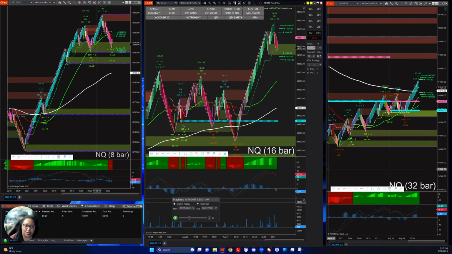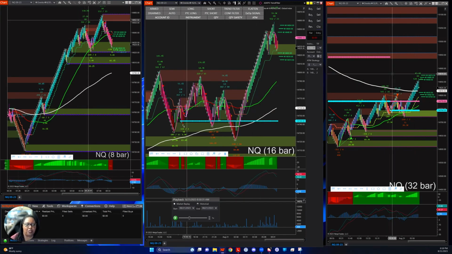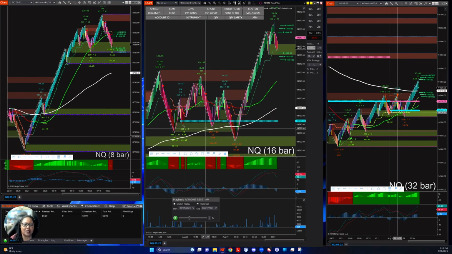If you're not familiar with it, think of it in minutes. Let's say my 16 bar is kind of like my 5-minute chart, my 8 bar is like maybe my 1-minute chart, and my 32, maybe that's my 10 or 15 bar. Now, of course, we're not trying to just use pure math here, but I just want to give you a reference point.